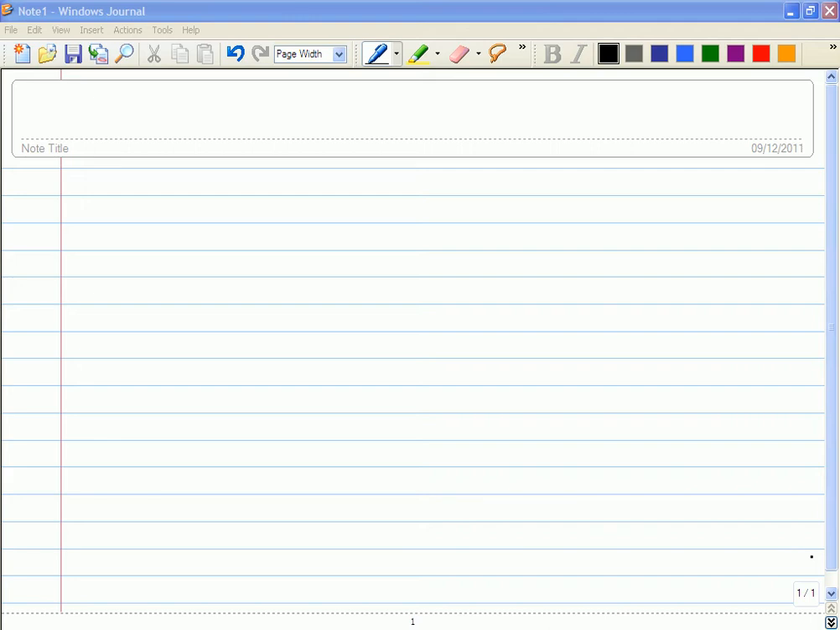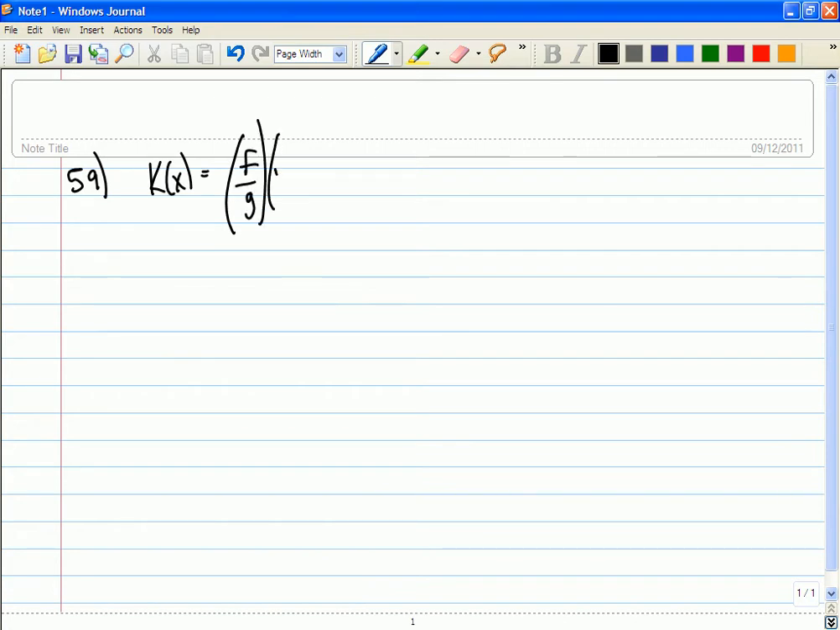Okay, so let's take a look at 59. It gives us this information that k of x equals f over g of x. Now, I don't know if you guys know this notation, but this is basically the same thing as saying f of x over g of x.